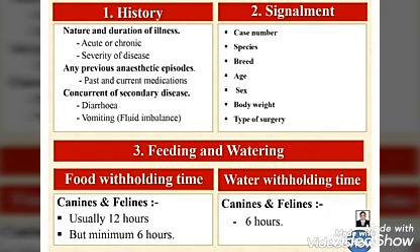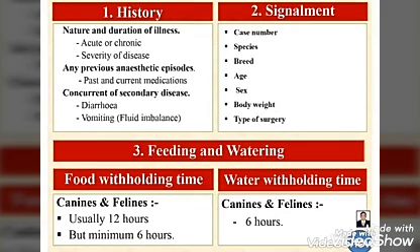So water withdrawal is particularly not followed in neonatal as well as renal affected animals, even during the high, meaning summer, seasons. In other seasons, you can follow it strictly in adult animals. It reduces the chances of vomiting and reduces the chances of tracheal aspiration.